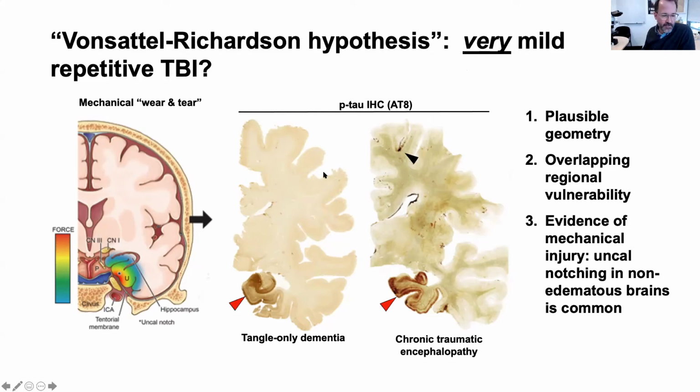And if anybody wants to collaborate, we can work on this. But if you look at the CT, you look at the tangle-only cases, I'd like to point out, this entorhinal cortex in the medial temporal lobe is a pressure point. It's where the tentorium of the cerebellum interfaces with the cortex here.